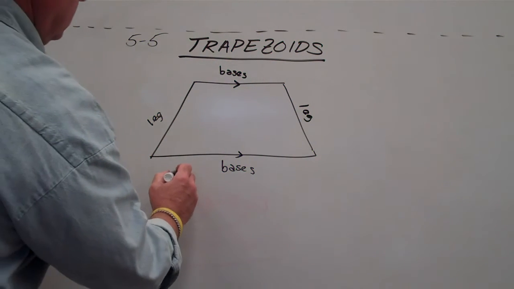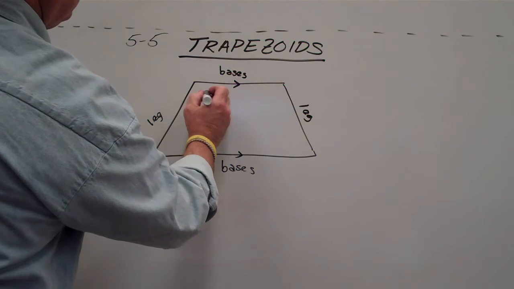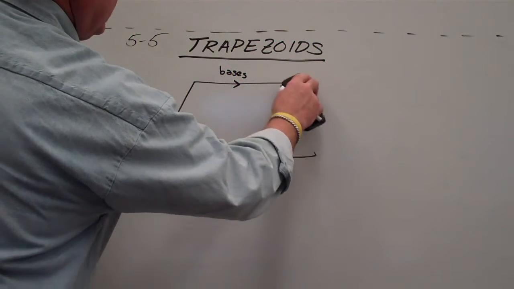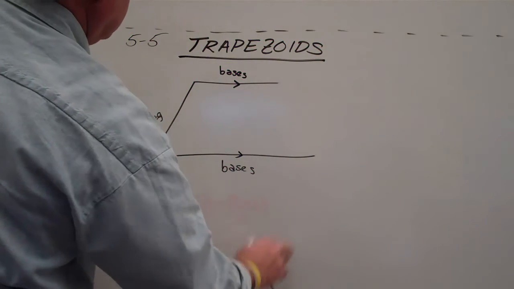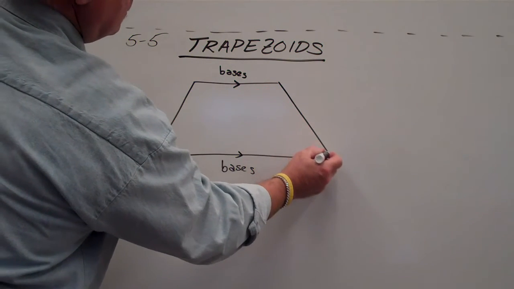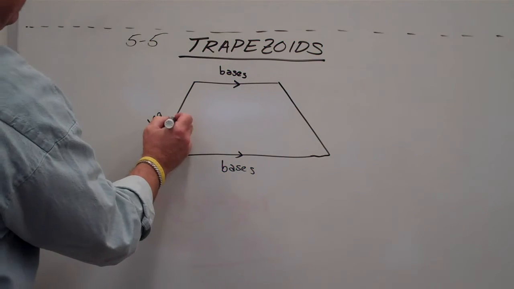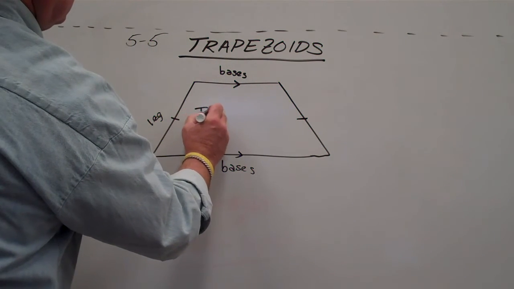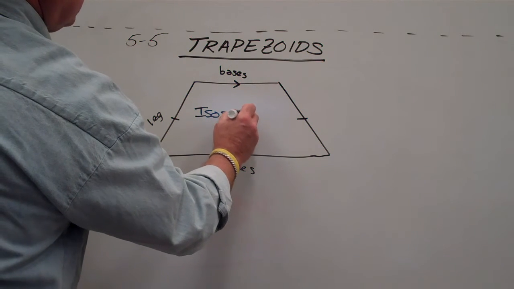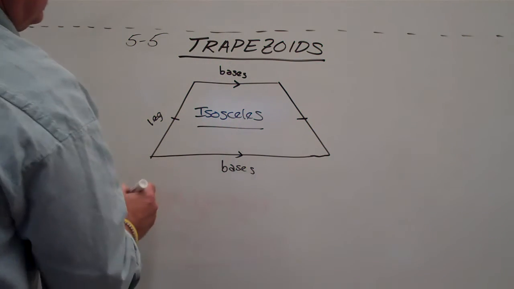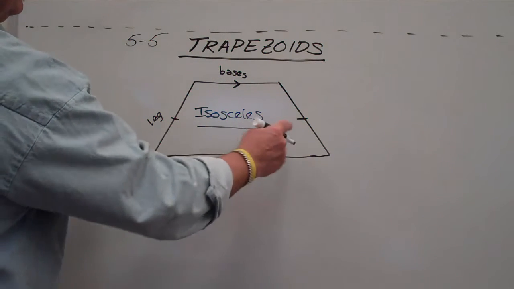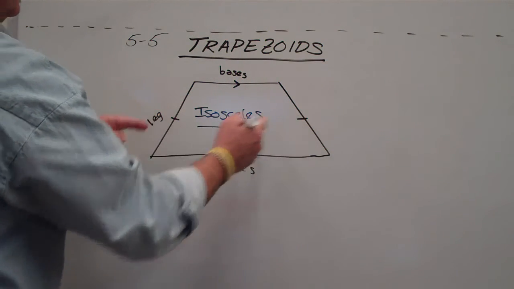We can have a special type of trapezoid that has not only parallel sides, but that the legs are equal. That looks a little better. If that is equal to that, that is called an isosceles trapezoid. So again, isosceles trapezoid, two parallel sides. The non-parallel sides are equal in length.